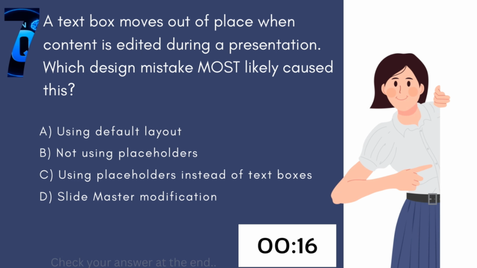Let's break this down. If you're using the default layout, it's more of a generic setup, less control over individual elements, so that's less likely to cause movement when editing. Not using placeholders is a possibility, but usually, placeholders are designed to keep things aligned. Using placeholders instead of text boxes is interesting because placeholders are meant to be fixed regions for content, whereas text boxes are more flexible and can be moved around. And finally, modifying the slide master can definitely affect how content behaves, especially if layout elements are changed or repositioned.